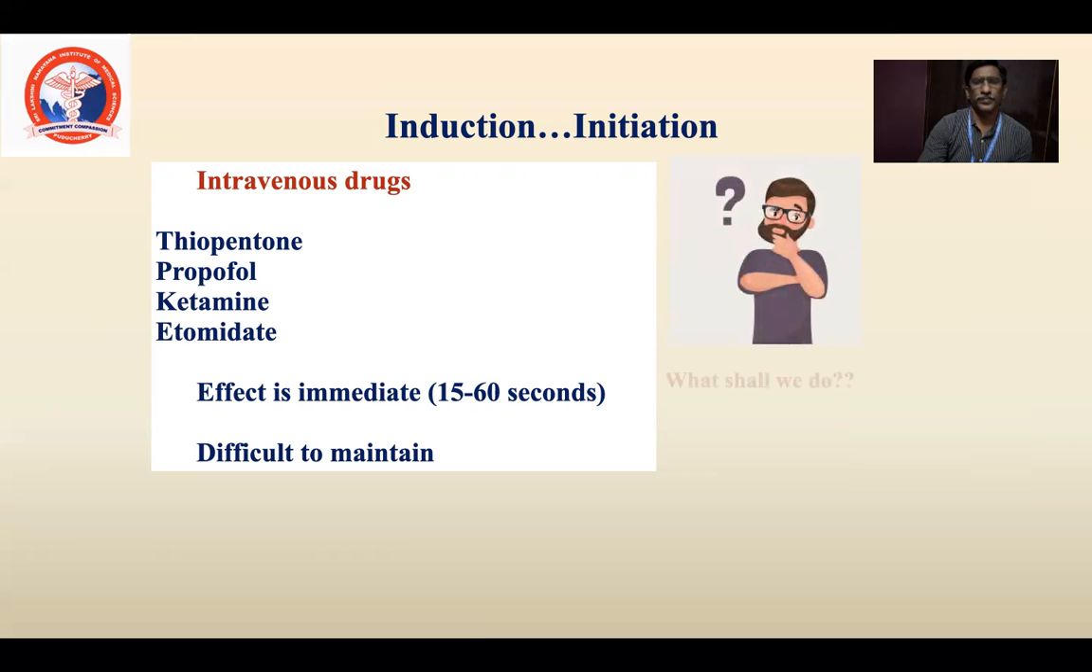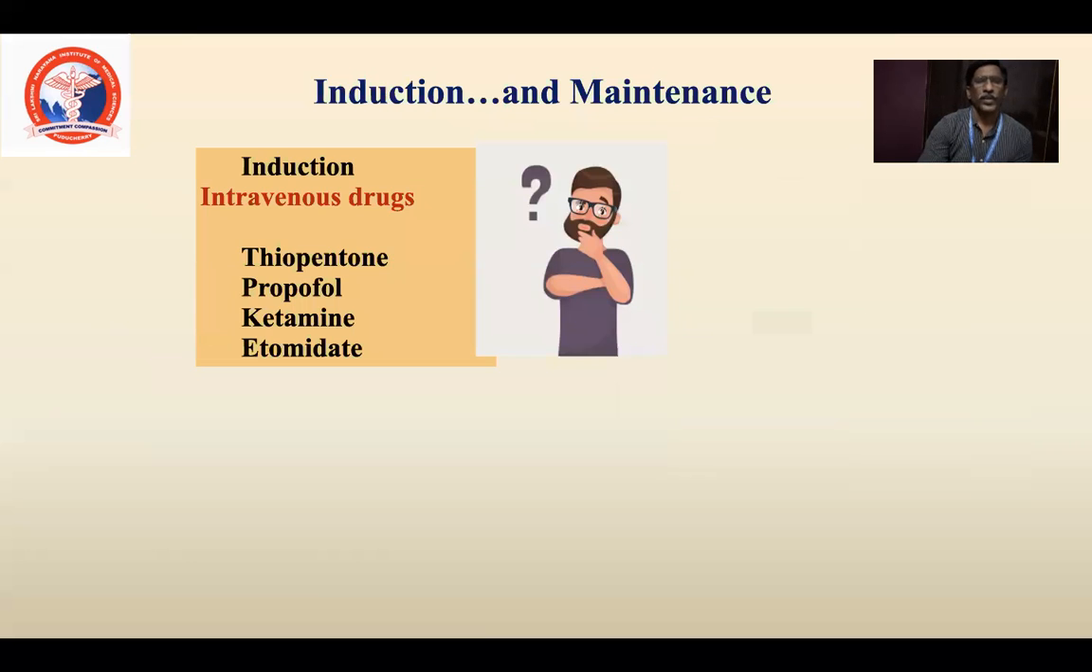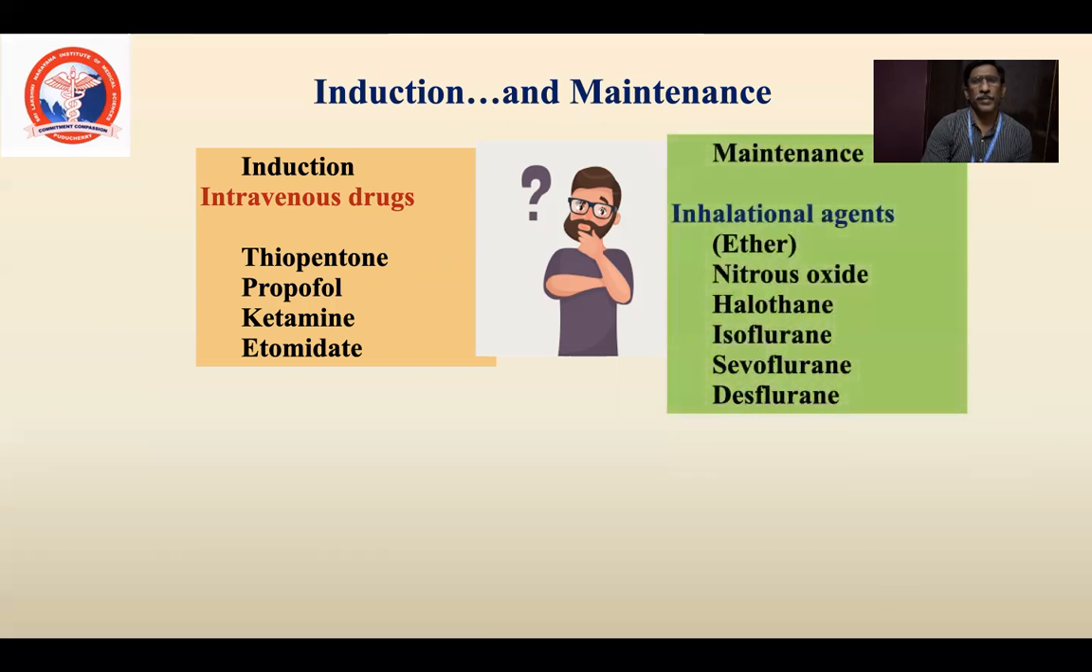So what shall we do? Use the intravenous drugs for induction, like thiopentone, propofol, ketamine, and etomidate, and go for maintenance with inhalation agents like ether, nitrous oxide, halothane, isoflurane, sevoflurane, desflurane. Ether is not used now, halothane is not used now. So nitrous oxide is the predominant agent we use. We use isoflurane, sevoflurane, and desflurane for the maintenance.